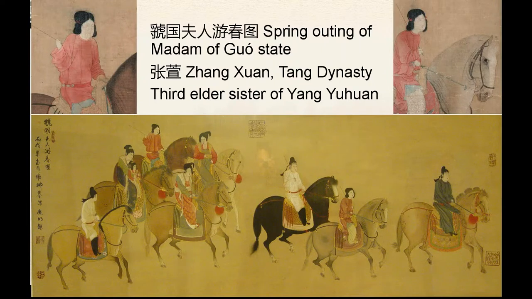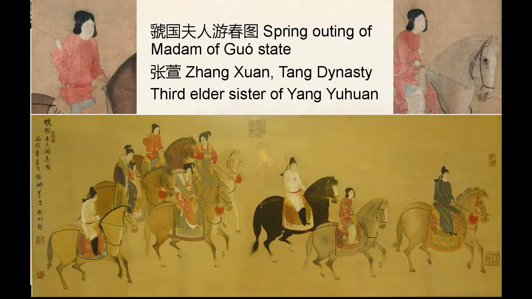Spring outing of Madam of Guo State was painted by Zhang Xuan of the Tang Dynasty. It is one of the top 10 paintings handed down from ancient China. Madam of Guo State was the third elder sister of Yang Yuhuan.